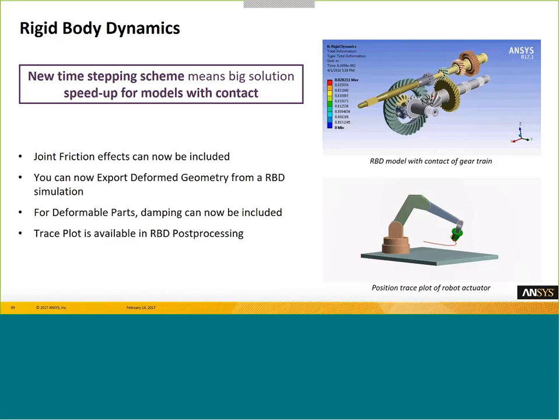So it's quite nice. And the biggest feature I missed to point out is the fact that we've changed the time stepping scheme in the solver, which means a big speed up of models with contact. So this is a model of the gear train, which many of you have seen before. 18.0 is much faster than it was at 17 due to this change in time stepping scheme.